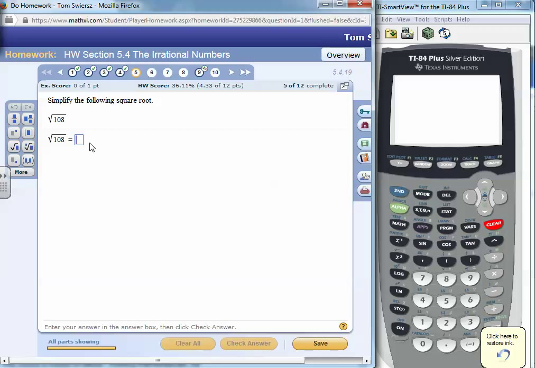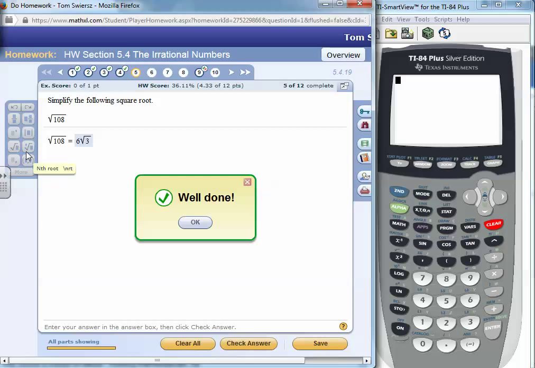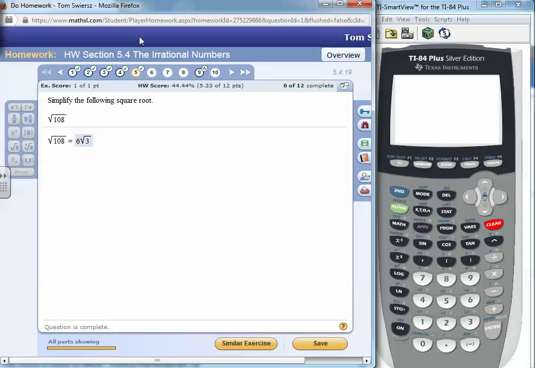Okay, 6 is on the outside. Then we choose our radical from the little course menu bar. 3 was underneath the radical. And there's our correct answer.